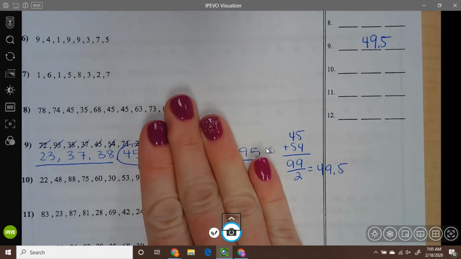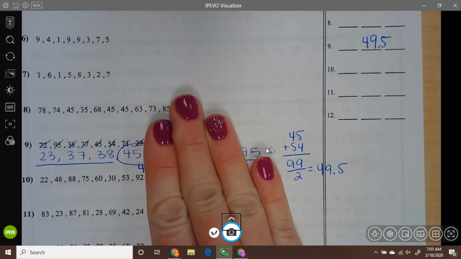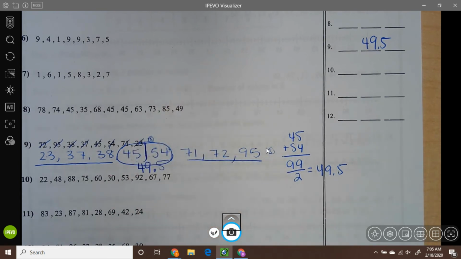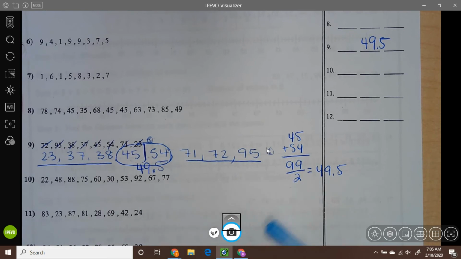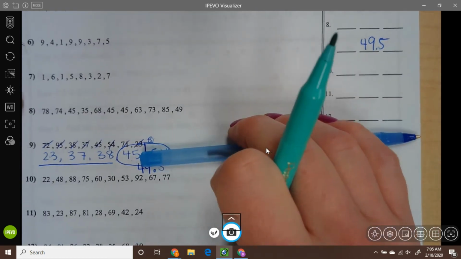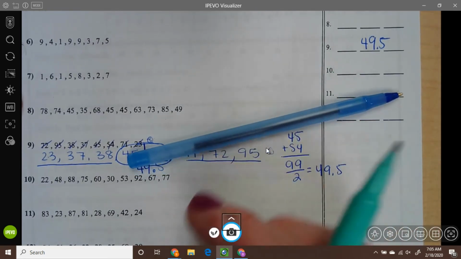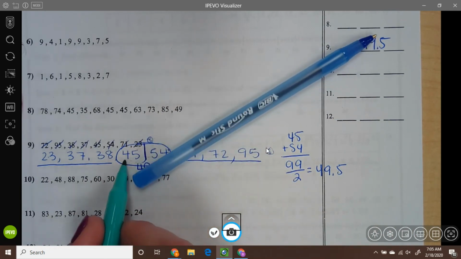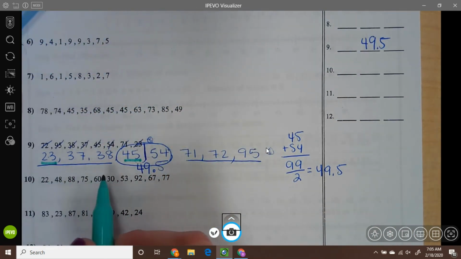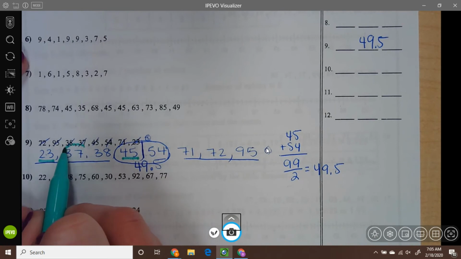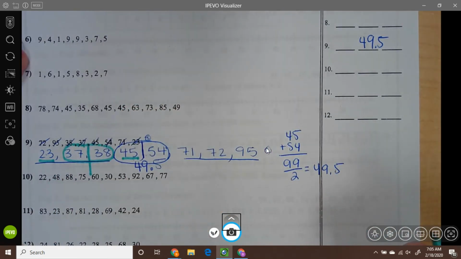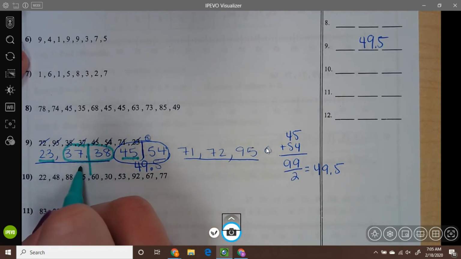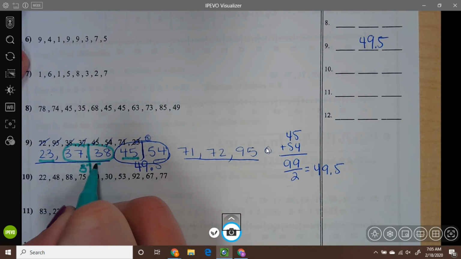Then when I have that one that's in between, I cover that up, and then I close in from that point. I can even cover it up with that. So including the 49.5, I would close in starting at 45 and the 23. Then here I would have to find the mean of these two to find that first quartile. 37 and 38 divided by 2, or I can just see that it would be 37 and a half.